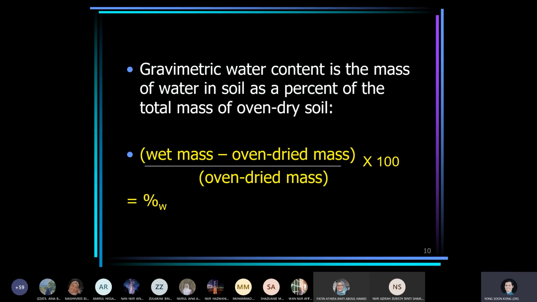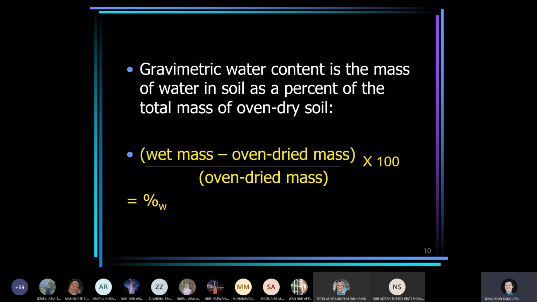Sometimes, due to the demand of research, some scientists might determine the water content based on wet basis. So I'm going to run a bit away from soil moisture. For most soil moisture, I would say we determine the water content through dry basis because I don't think there is any problem, right?